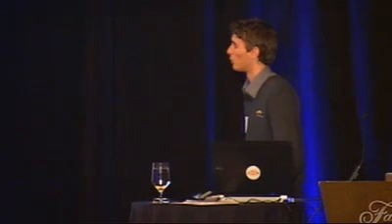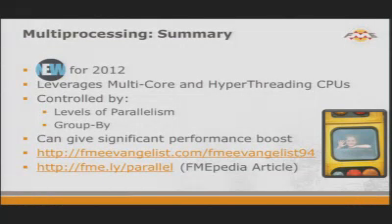So in summary, what we're trying to do with this is to leverage multi-core and hyper-threaded CPUs as the world moves forward. To do that, you control the levels of parallelism, but you need to split that data up using a group by. It can give a significant performance boost if you use it properly. And there are 2 great articles, one that Dimitri wrote on FMEpedia, and one that Mark Island wrote on the Evangelist blog. If you search for parallel, you'll find both of them.